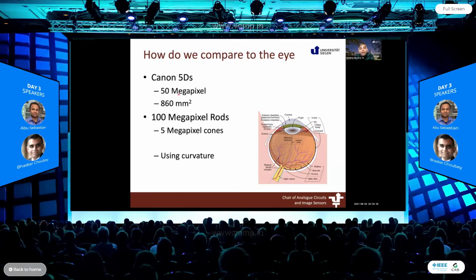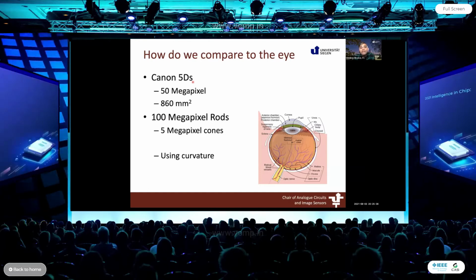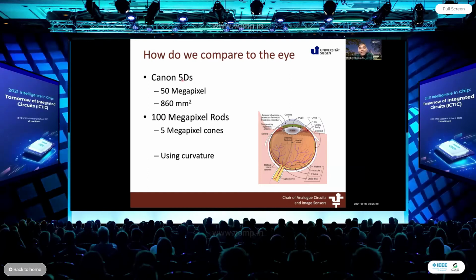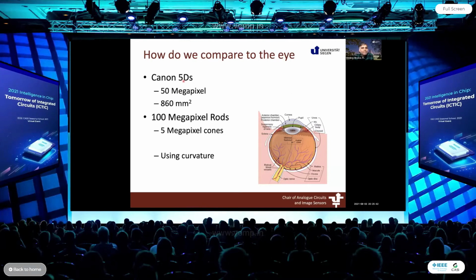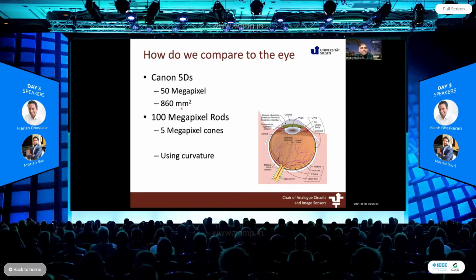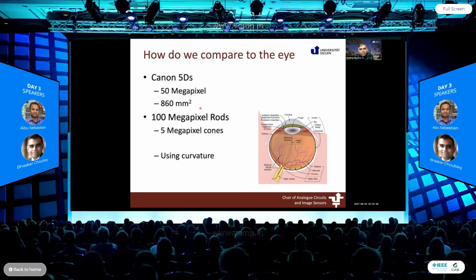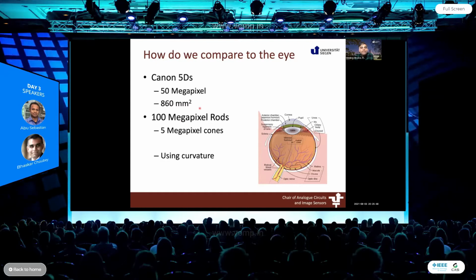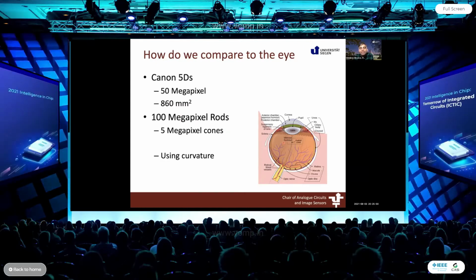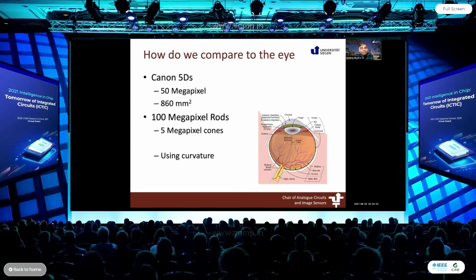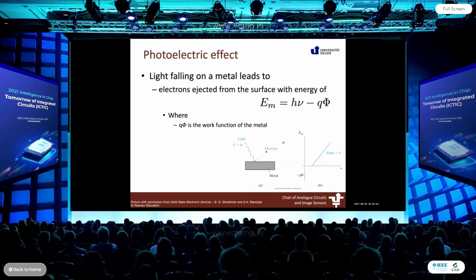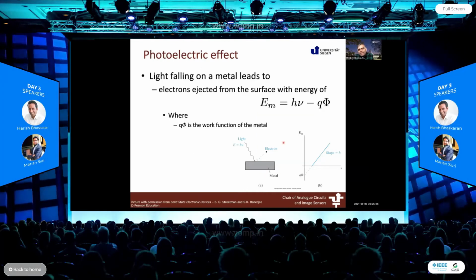Connect that to one of the better cameras we have. This is a Canon 5D. It's a bit older, 50 megapixel, 860 millimeter square, front 2D imager. It is still not near what our human eye does. So with that as the background, let's go back to fundamental: how we capture light.